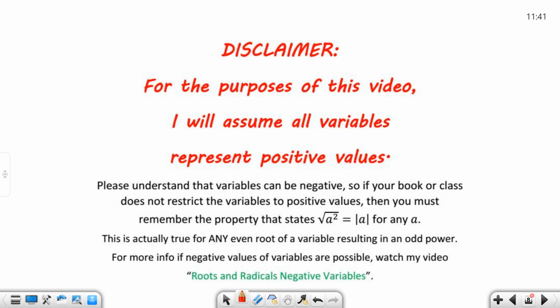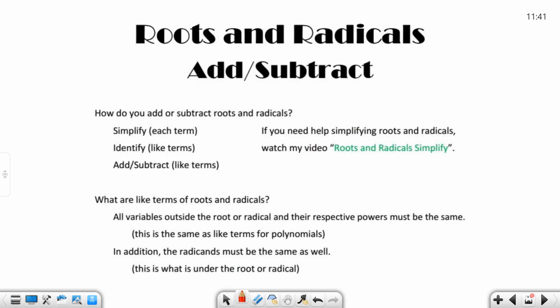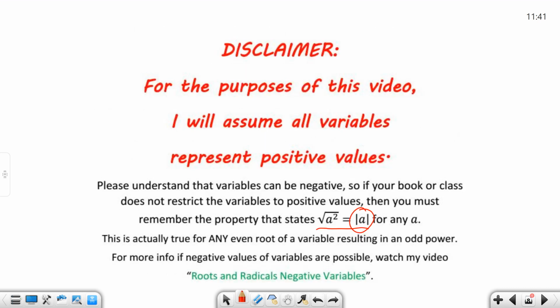Okay? So here's my disclaimer on these roots and radicals videos for many of them. For the purposes of this video, I'm going to assume all variables represent positive values. Please understand that variables can be negative, so if your book or class does not restrict these variables to positive, then you need to remember that the square root of a squared is the absolute value of a, okay, for any a.